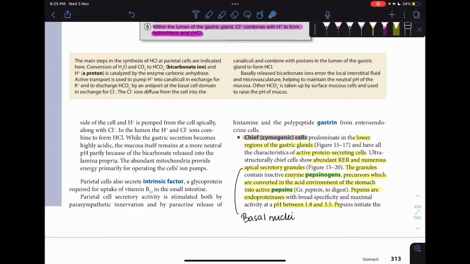The granules contain the inactive enzyme precursor pepsinogen, which is converted in the acid environment of the stomach into active pepsin. We learned in physiology that pepsinogen is the inactive form of pepsin, and it is converted in the acid environment of the stomach into active pepsin. Pepsins are endoproteinases with broad specificity and maximal activity at a pH between 1.8 and 3.5. So the pepsin's optimal pH is acidic, between 1.8 and 3.5.